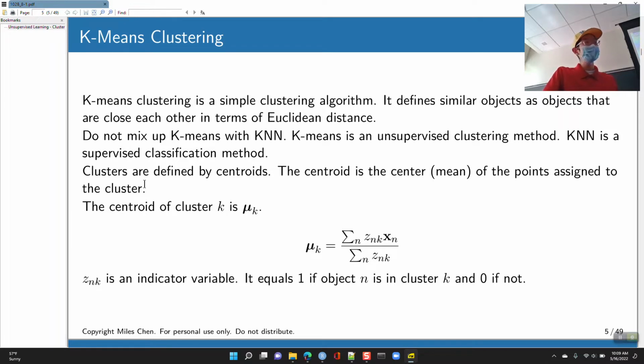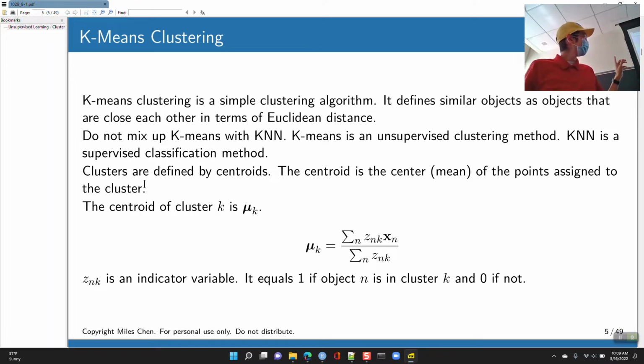K-means clustering. It's a very simple clustering algorithm, and the way we measure differences or similarity is by using Euclidean distance, right? In 2 dimensions, you can just measure Euclidean distance with a ruler, and in higher dimensions, you take each coordinate, take the difference and square it, add them up, and square root the whole thing, okay?